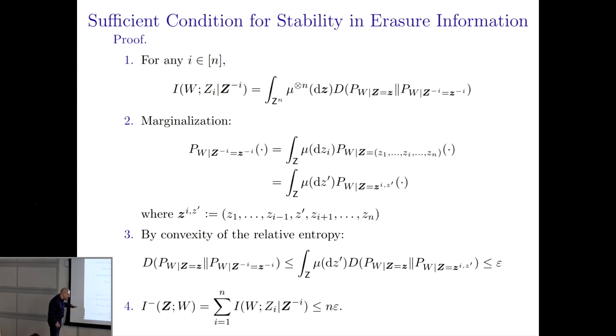Notice that Z and Z with the ith element replaced by Z' differ in one element. Therefore, if the algorithm is epsilon KL stable, each of the terms here is upper bounded by epsilon. Therefore, the expectation is upper bounded by epsilon. I just add them up, and I have n epsilon total, because each of these terms is upper bounded by epsilon. And this is my definition of erasure information stability. So we see that an algorithm which has this epsilon KL stability property, which is a property completely irrespective of any distribution for the data, is going to be stable in mutual information with respect to any data distribution mu. Okay?